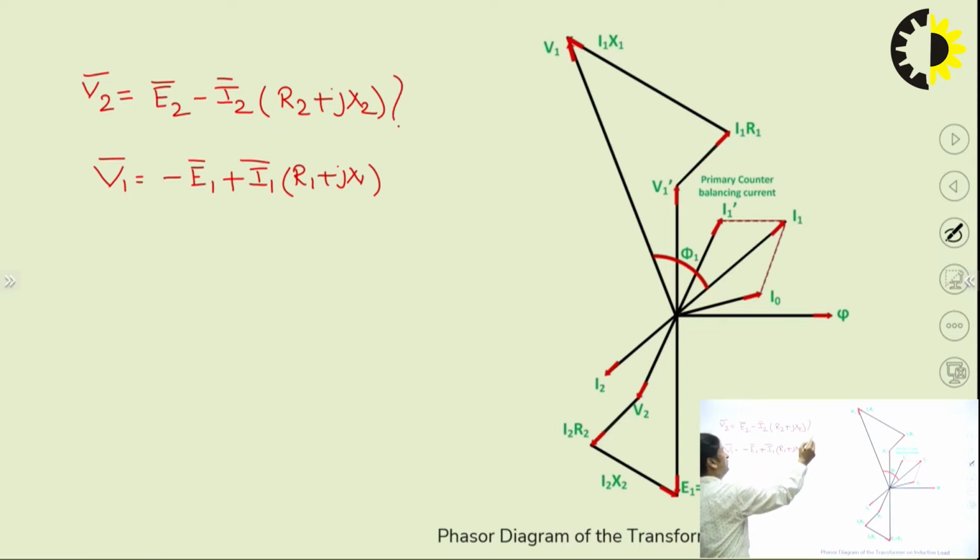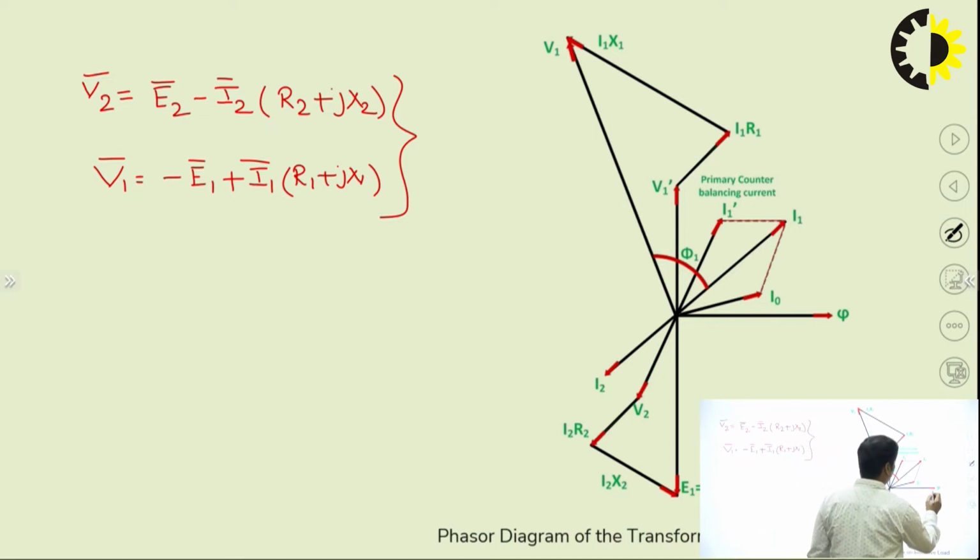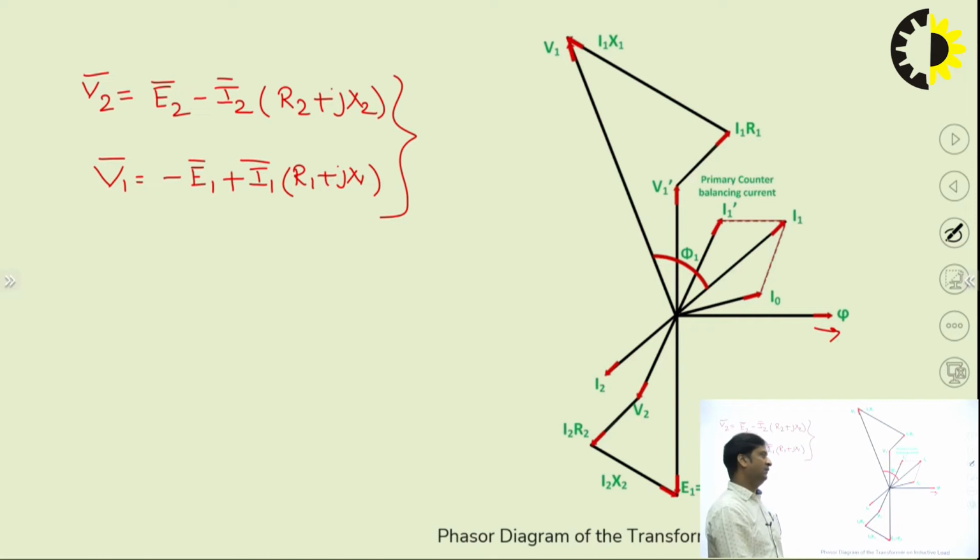Now we have these two equations, on the secondary side and the primary side. Based on these equations, we will try to draw the phasor diagrams. First of all, we have taken the flux as a reference. Now E1 and E2, the induced EMFs in the windings, always lag the flux by 90 degrees. So E1 and E2 are taken at 90 degrees from this.